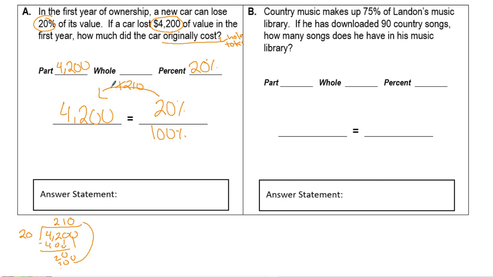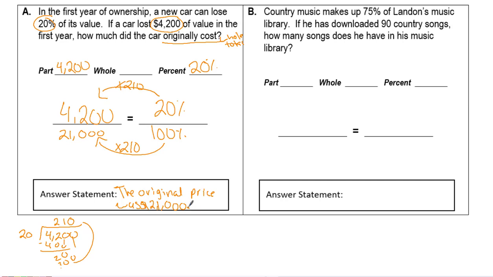Okay, so what I do to the top, I always do to the bottom. Now 100 times 210, we'll just add the zeros. It would be 21,000. So the original price was $21,000.